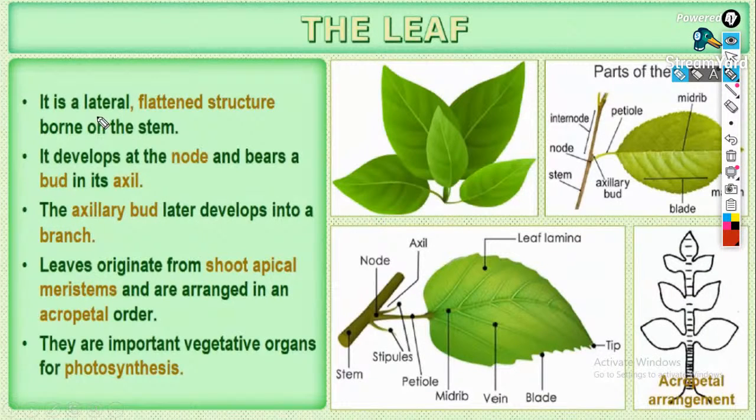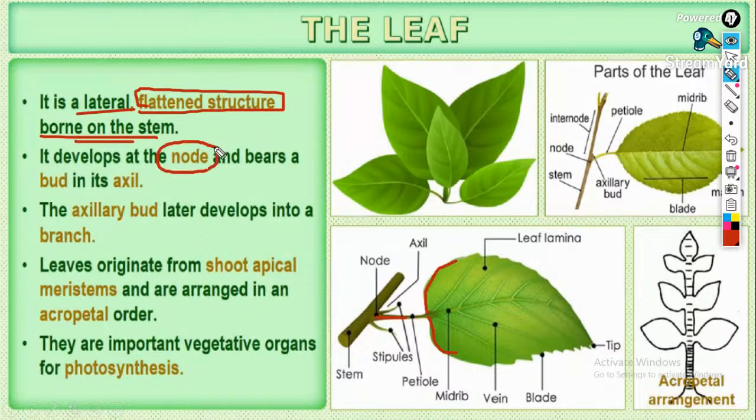What do you mean by a leaf? A leaf is a lateral flattened structure borne on the stem. A lateral flattened structure which is borne on a stem, you will call it the leaf. It develops at the node. Very important, it develops at the node.